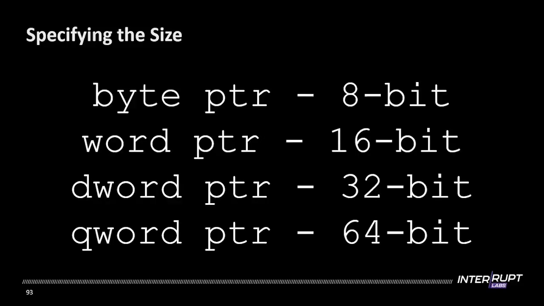Doing this is quite simple. You just put one of these before the memory location calculation. So byte is for 8-bit, word for 16-bit, dword, i.e. double word for 32-bit, and qword, i.e. quadruple word for 64-bit.